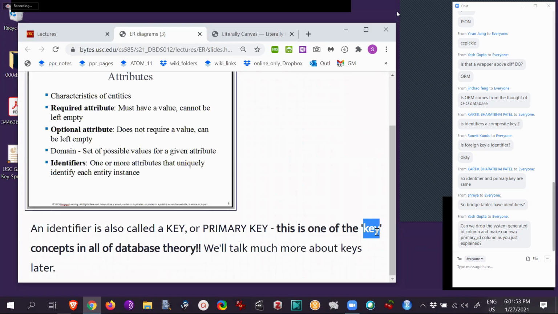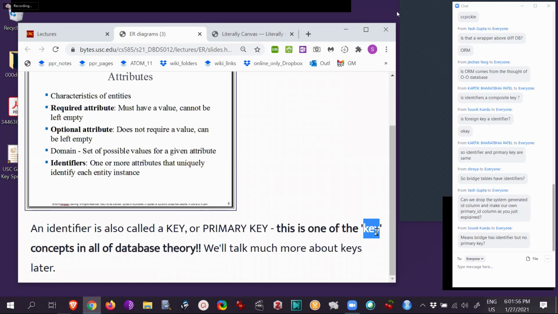Can we drop the system generated ID column? Well, absolutely, absolutely. So in most databases, what he's asking is that every time you make a new row, automatically they'll say 1, 2, 3, 4.